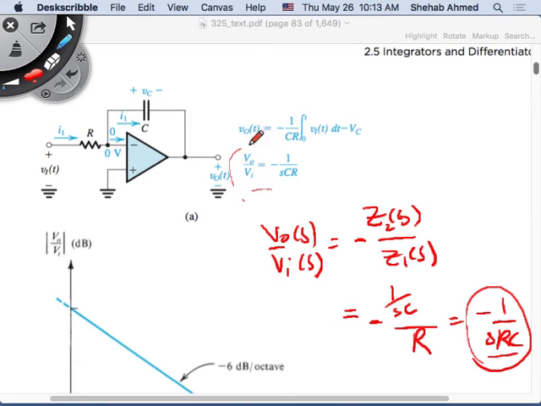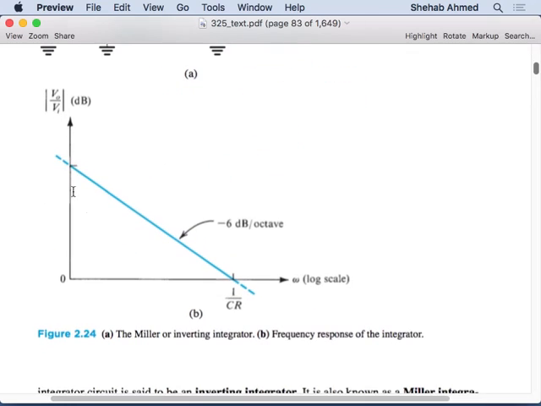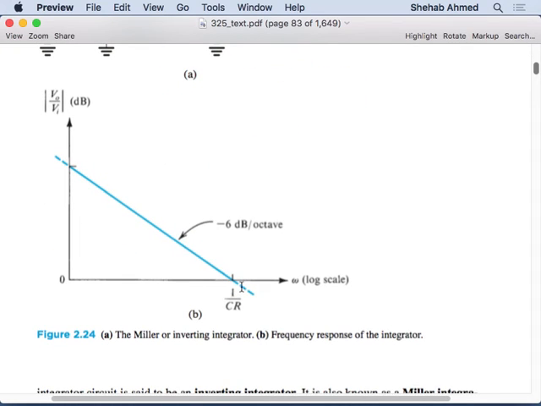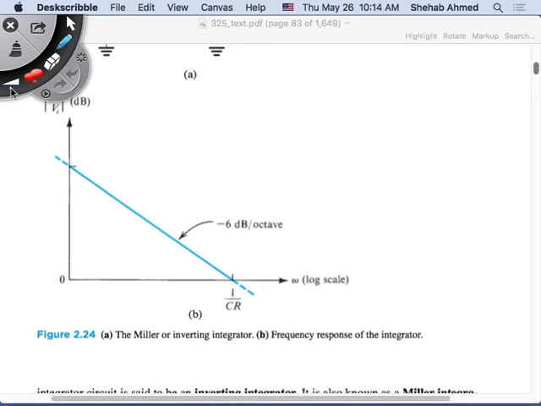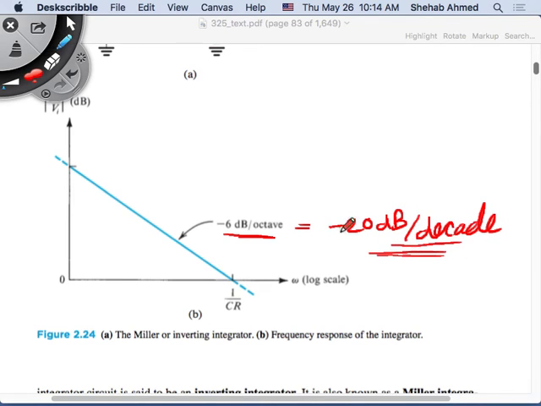So that's the gain of the circuit in the frequency domain. If you plot that for different values of frequency and different values of R's and C's, and take 20 times log, you will end up with a straight line. This straight line has a slope of minus 6 dB per octave, which is equal to minus 20 dB per decade. So if the frequency is multiplied by 2, you drop 6 dB. If the frequency is multiplied by 10, you drop 20 dB. That's what this means.